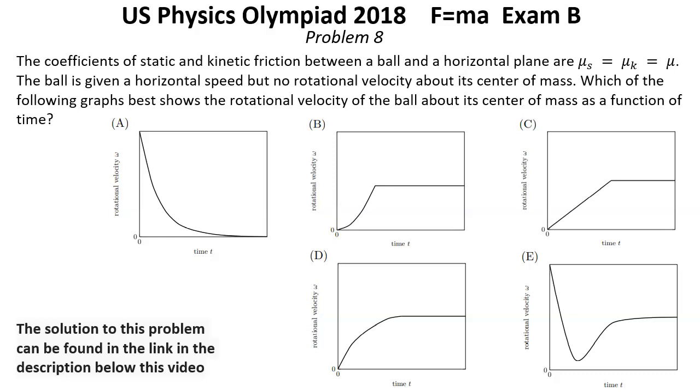The kinetic friction force, μ multiplied by normal force, applies a constant torque, so the angular velocity initially increases linearly. After it begins rolling without slipping, the angular velocity remains constant. If we check all 5 possibilities here, only graph C shows this behavior for angular velocity. Initially it's linear and after it's constant. So that's the correct answer for problem number 8.